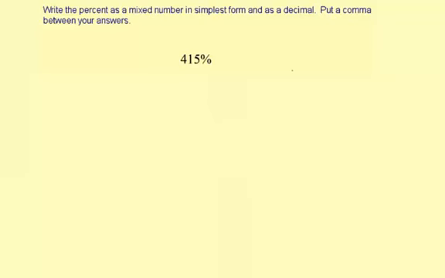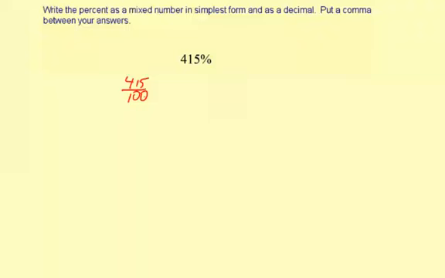Write the percent as a mixed number in simplest form and as a decimal. Put a comma between your answers. So we have 415%. Remember that percent is per 100. So this is basically saying 415 to 100. It's just another way to write percent.